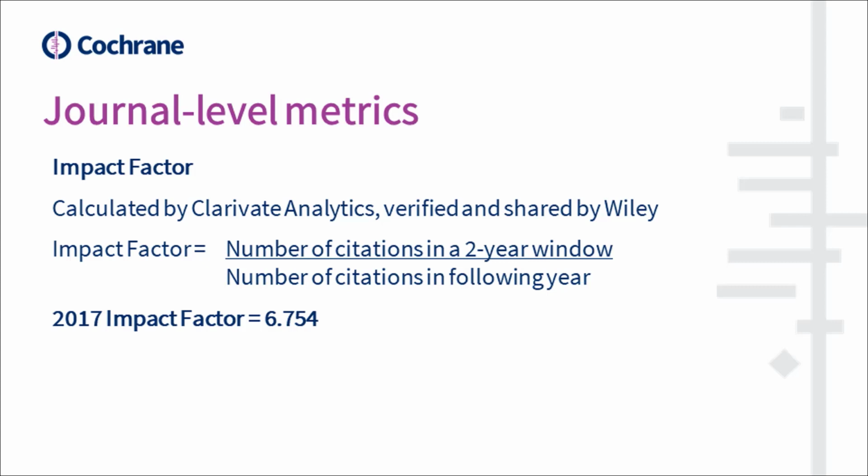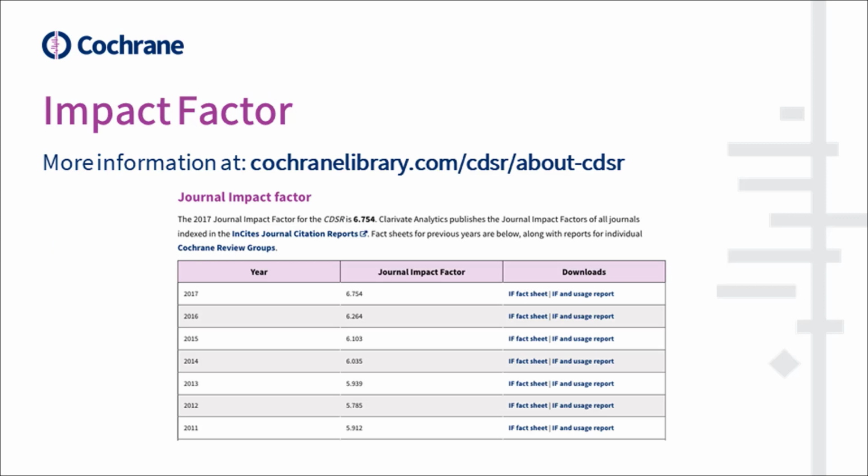Impact factor is calculated by a company called Clarivate Analytics, which publishes this information as part of its Journal Citation Reports product. And this also includes additional metrics such as the 5-year impact factor, which is particularly relevant to CDSR. Wiley, Cochrane's publisher, has access to Journal Citation Reports and compiles the data into an annual fact sheet, which is available on the Cochrane Library, as you can see here.